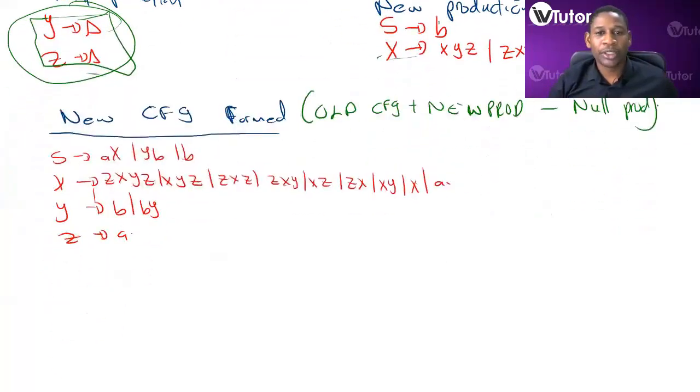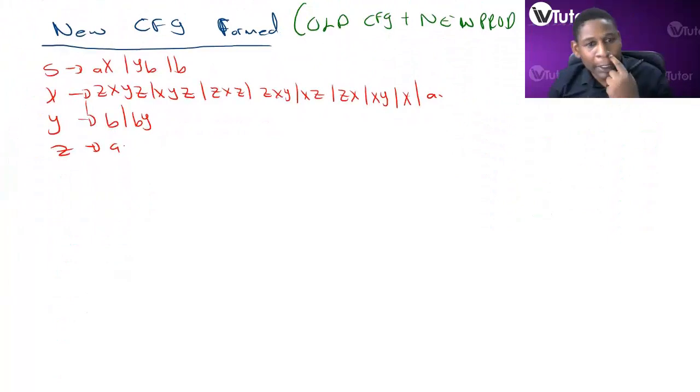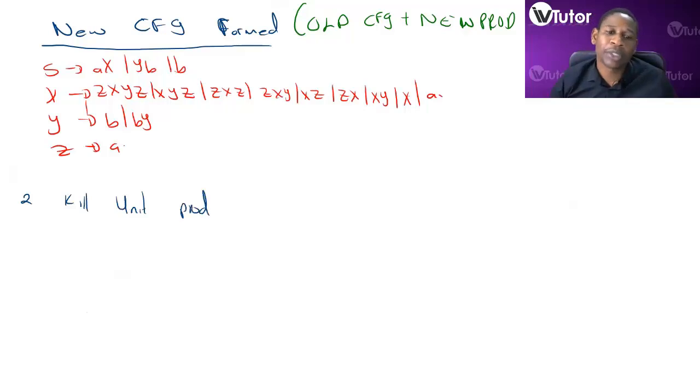Now, let us move on to step number 2. Step number 2 says we need to eliminate unit productions. Number 2, we need to kill unit productions. What are unit productions?